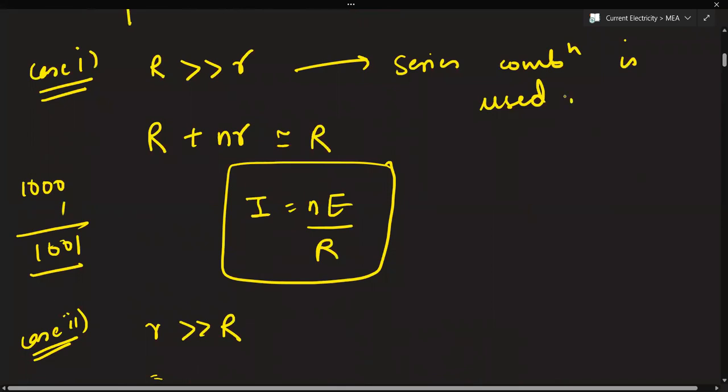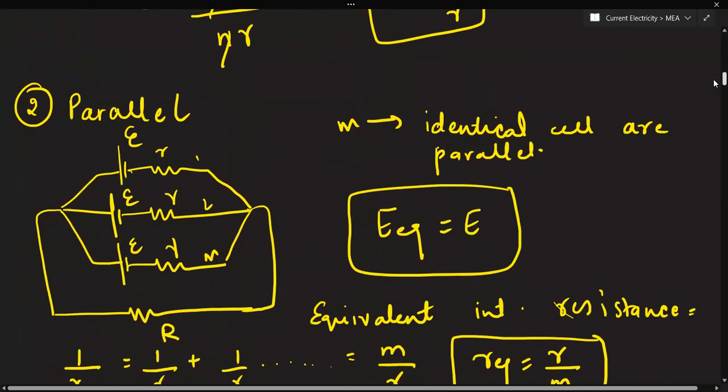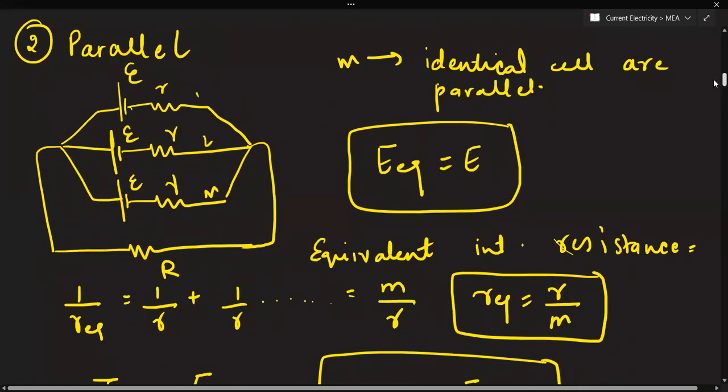So this preference and how to choose, that will get clear only when we do the numerical. So I'll give you a numerical on this. First, just note down these points. Then let's do a question.